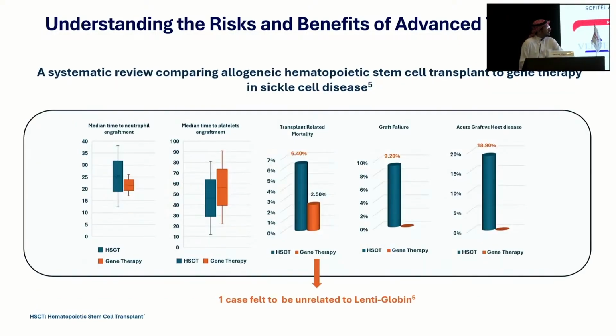Here, this is just to compare allogeneic stem cell transplant and gene therapy, and you can see that regarding the median time to neutrophil and platelet engraftment, there is no significant difference, which is not a major issue.